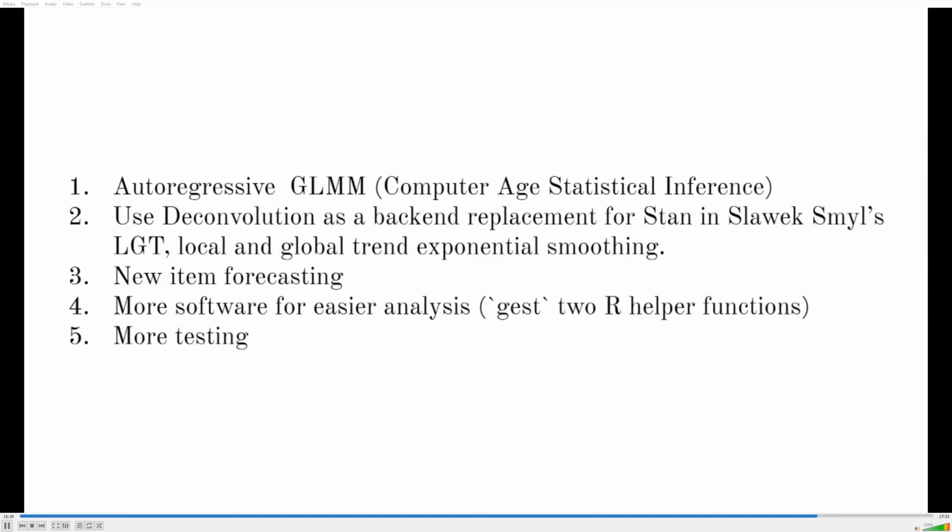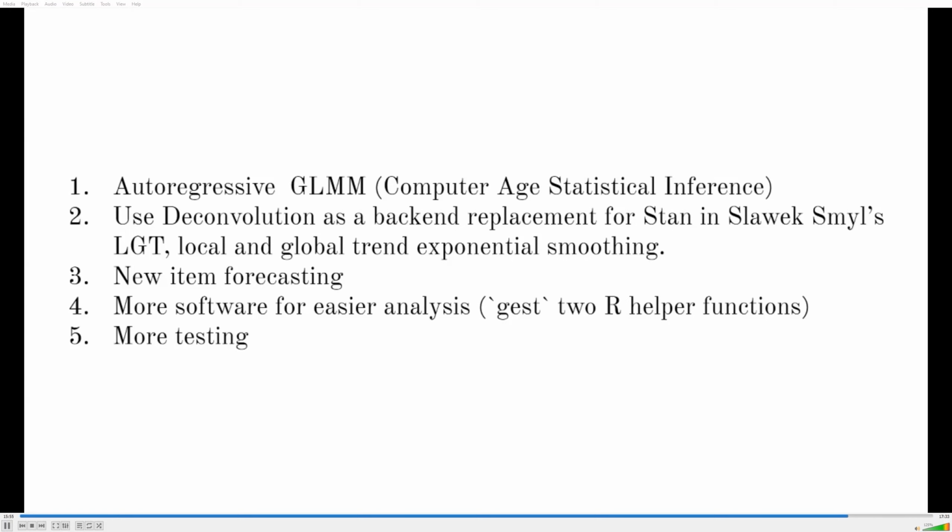Fourth is more software is needed to make the analysis of deconvolution easier. First there's a deconvolver package, which is the base for all the calculations. I also have the GEST package, which is short for G-estimation, and it shouldn't really be called a package. It's only two R helper functions which wrap deconvolver to help me iterate a little bit faster for the work shown in this presentation. But more broadly, a lot more software work needs to be done to make this a lot easier for general practitioners.